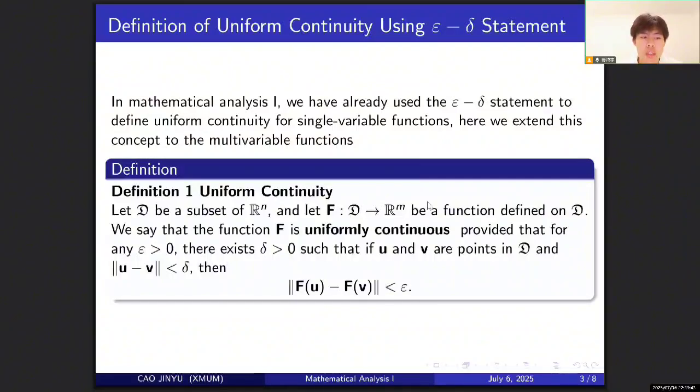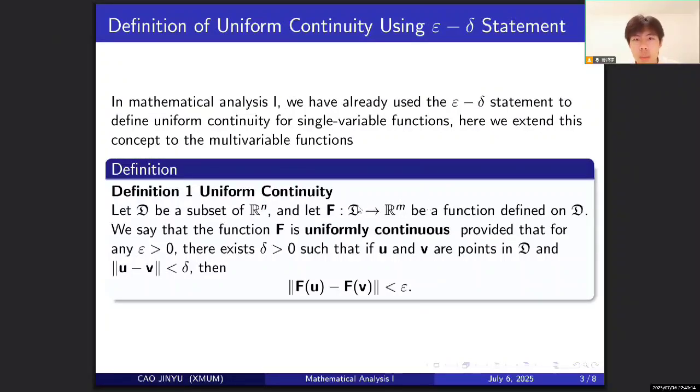It states that let D be a subset of Rn and f be a function defined on D. We say the function f is uniformly continuous provided that for any epsilon greater than 0, there exists a delta greater than 0 such that for any u and v in D with the norm of u minus v less than delta, then we have the norm of f(u) minus f(v) is less than epsilon.